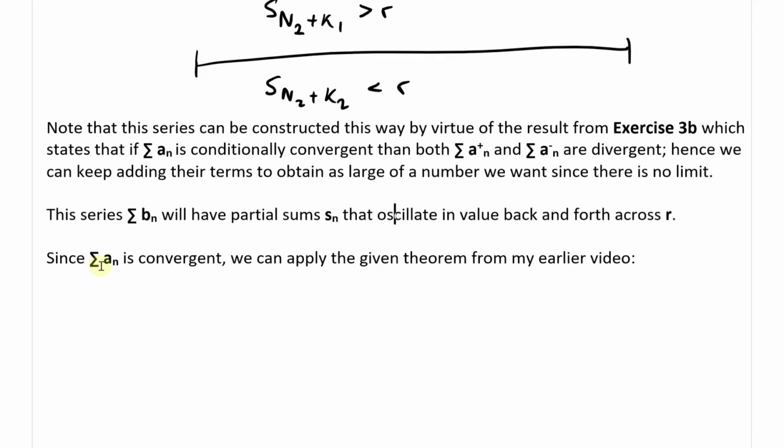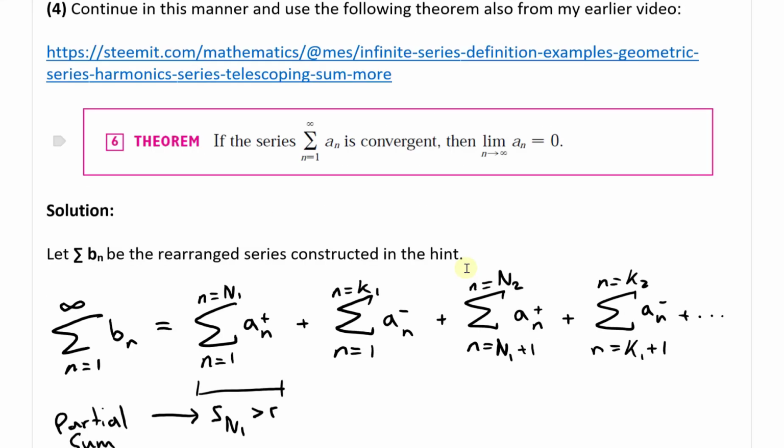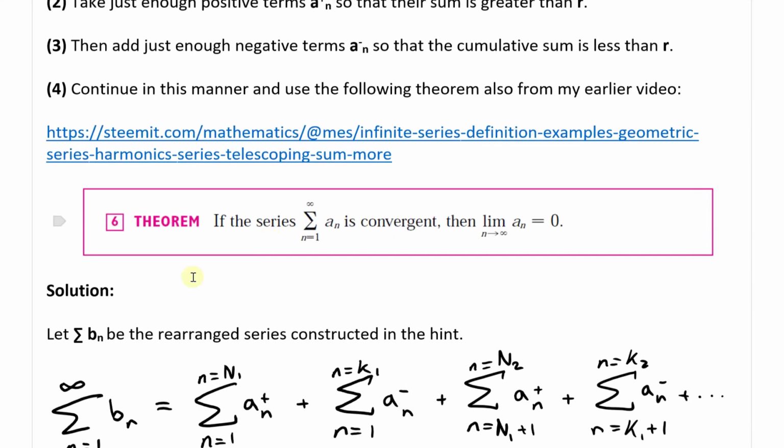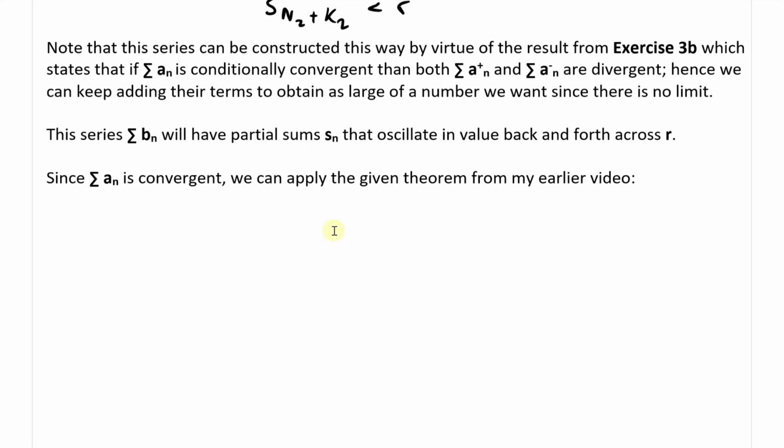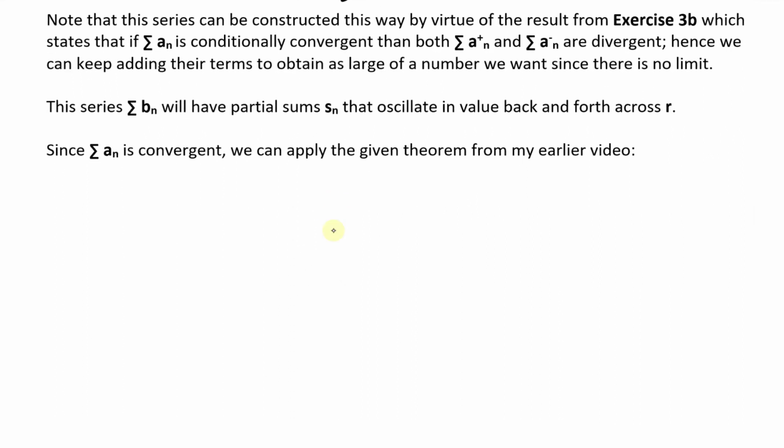Since the series an is convergent, we can apply the given theorem from our earlier video, which they put a link to over here. If the series an is convergent, then the limit of the terms an is approaching 0 as n approaches infinity. So yes, the terms themselves are approaching 0. We can apply that theorem right here: the limit as n approaches infinity of an, these terms, is 0.